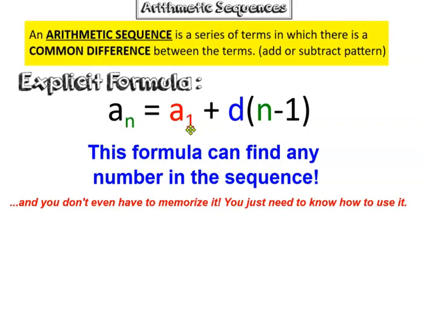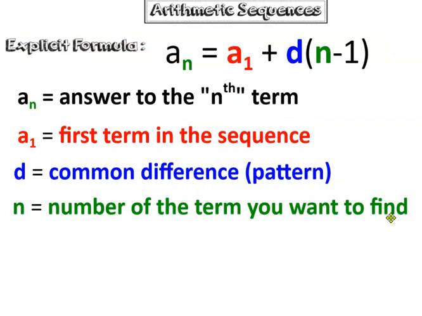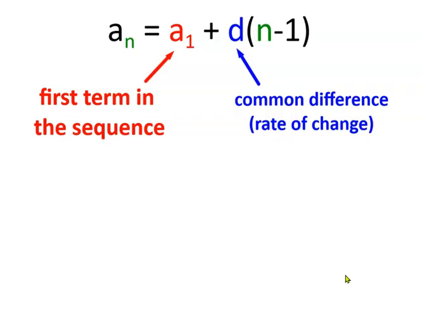So let's figure out what all of these variables mean. A sub n is the answer in the position you're looking for. So the nth term will be required of you or asked of you. A sub 1 is the first term in the series, or the first term listed in the group. And the letter d is that pattern that you're finding, that common difference between each term. Don't forget, n represents the number that you want to find. So once you're asked which number in the series to find, you simply locate the first number in the series, and then you calculate that common difference.